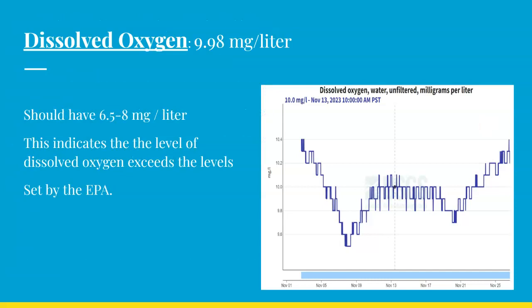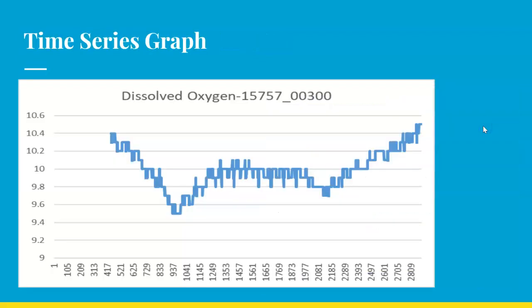The measurements that I got were that dissolved oxygen in the past 30 days had a mean of 9.98 milligrams per liter. This indicates that the level of dissolved oxygen exceeds the level set by the EPA. This was the one that was found on the USGS website, and then this is my time series graph. It was kind of cool to see how similar they were.